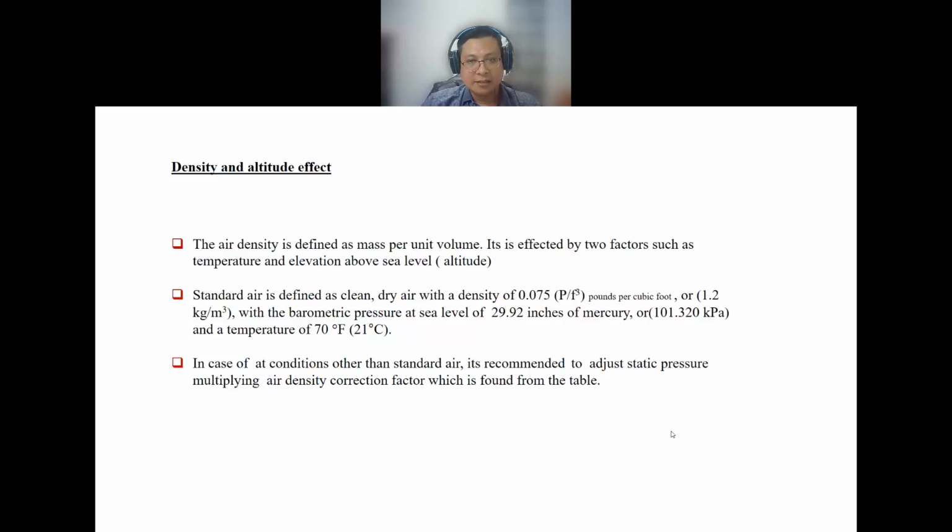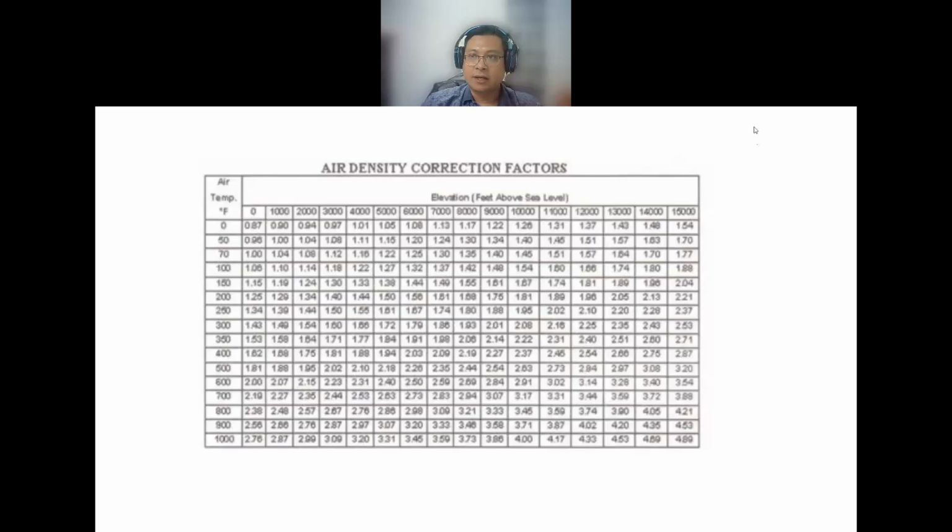What was the static pressure earlier? PV equals what? Not yet. Maybe the next formula. But this correction first. This correction factor is for elevation change. So this is by feet: 1,000 feet, 2,000 feet, 3,000 until 15,000 feet change. So the correction is based on temperature, plotting. In Fahrenheit, until 1,000. So the correction will be maximum 4.89. Okay, let's check how to use it.